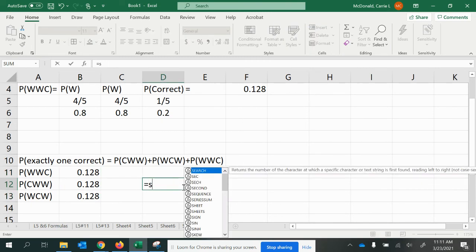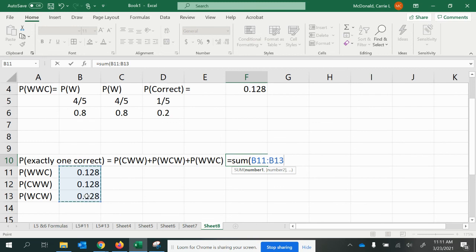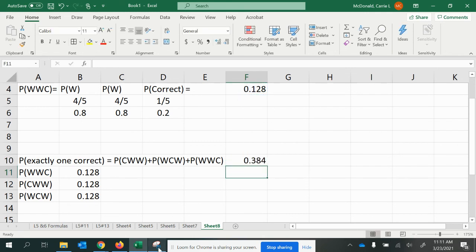So to get our final answer here, we can just add these. Or since they're all the same probability, the smart way of doing this is to realize that there are 3 different positions that that one correct answer could have sat in. So we can just do 3 times the probability of the last one being correct that we had already calculated earlier. And that's how you answer that question.